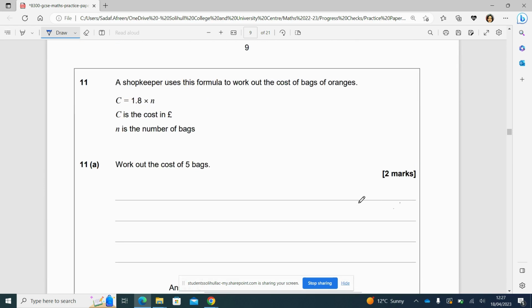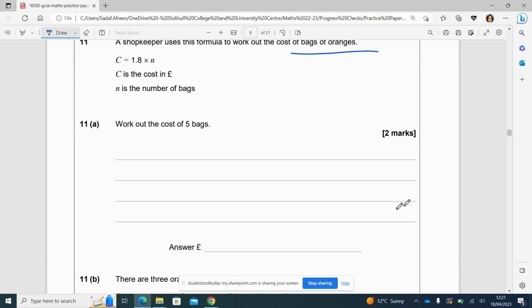Question number 11. A shopkeeper uses a formula to work out the cost of bags of oranges. C equals 1.8 times N. C is the cost in pounds. N is the number of bags. Work out the cost of 5 bags.